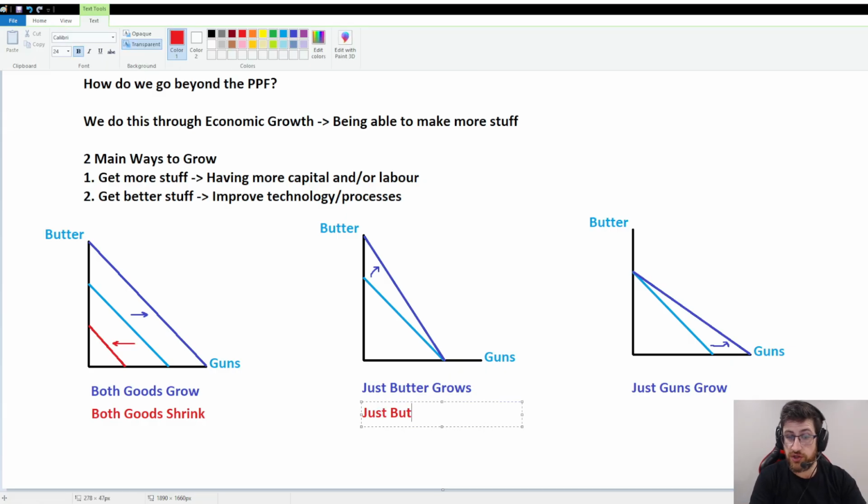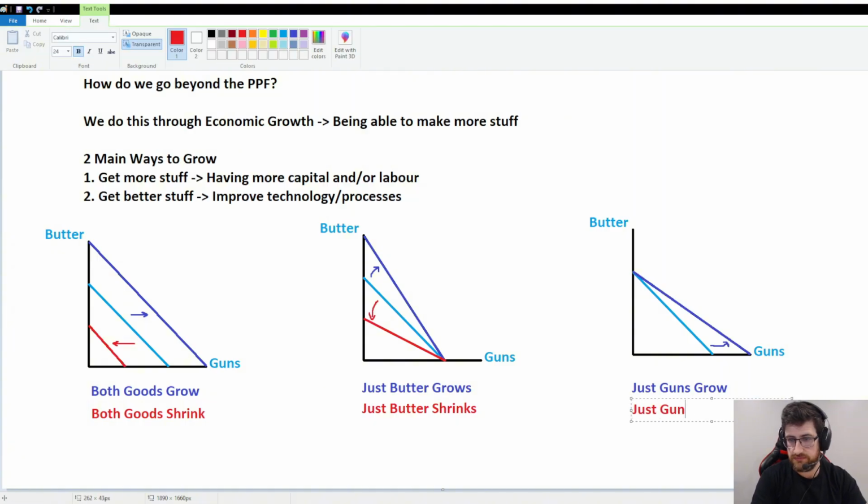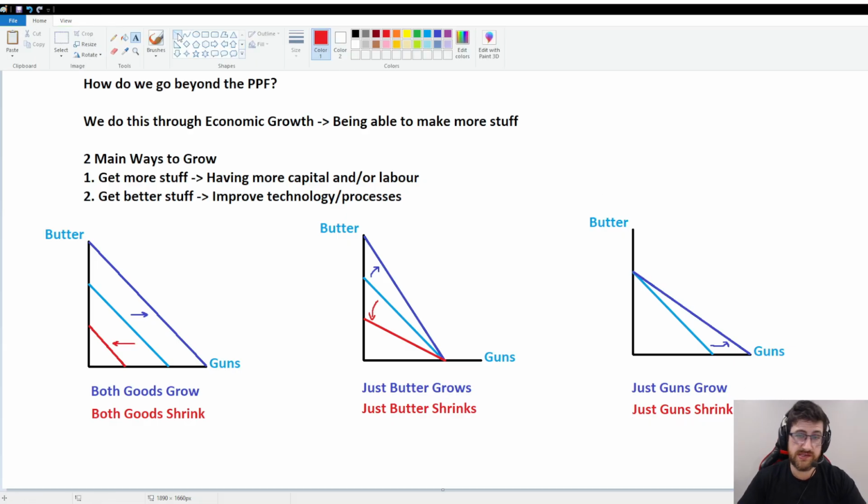So we obviously have just butter shrinks. I don't know, maybe mad cow disease kills off a bunch of cows. We can't make as much butter. So butter shrinks, but the gun market, it's fine. Again, we're going to get this rotational movement. And then finally, what if just guns shrink? Maybe the gun factory exploded, right? You're dealing with munitions. It's a little dangerous. Doesn't do anything to my nice cows, but it does reduce my gun output, right? And again, we're getting that pivot.